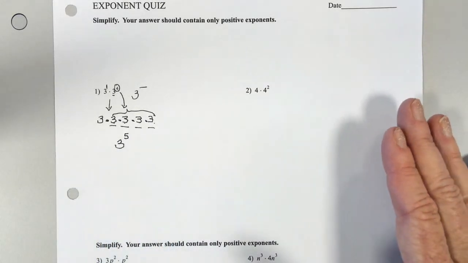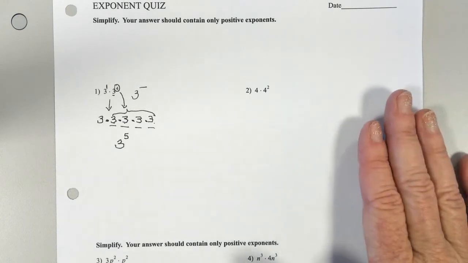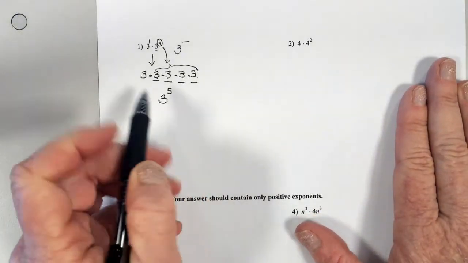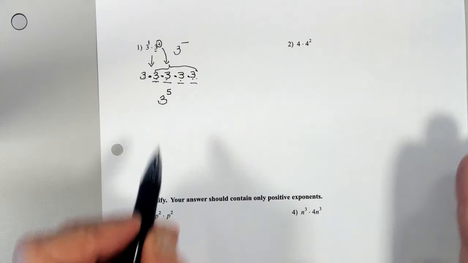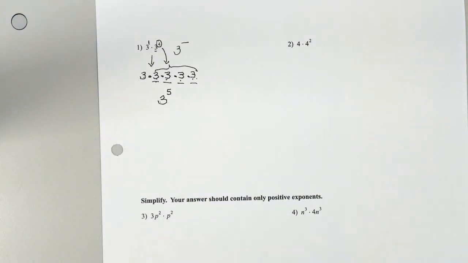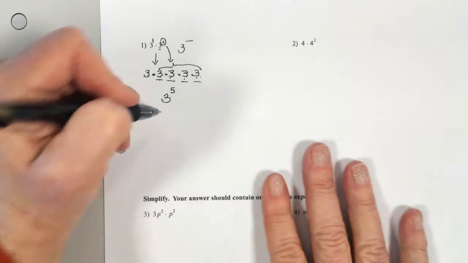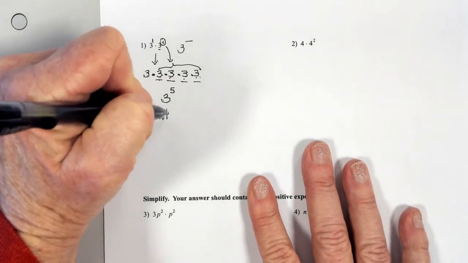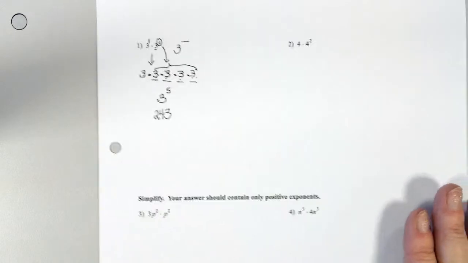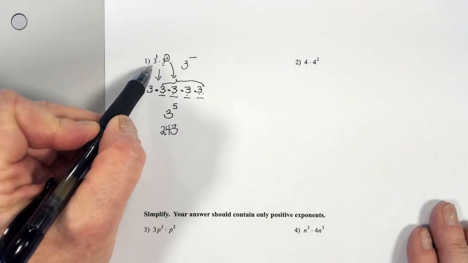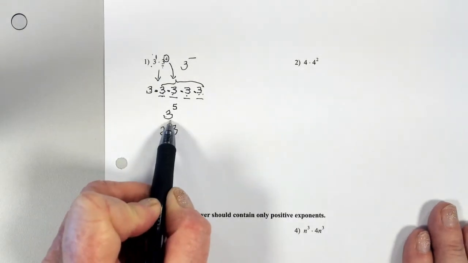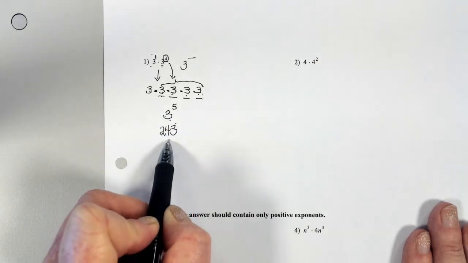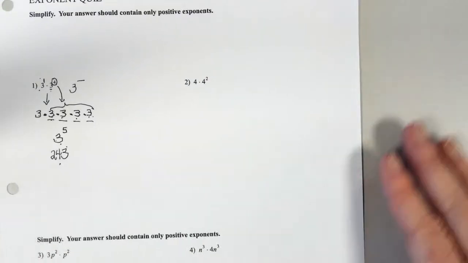Then what I need to do is input that value into the calculator. I need to multiply 3 times 3 times 3 times 3 times 3, and when I do that, I get a value of 243. So I have simplified this expression of 3 to the power of 1 times 3 to the power of 4 to be simplified to 3 to the power of 5. And what is the value of 3 to the power of 5? It's 243.